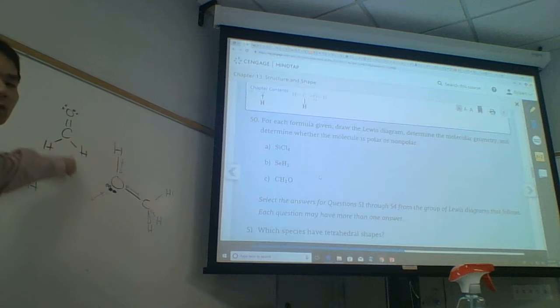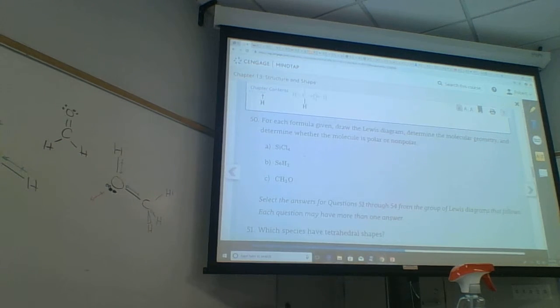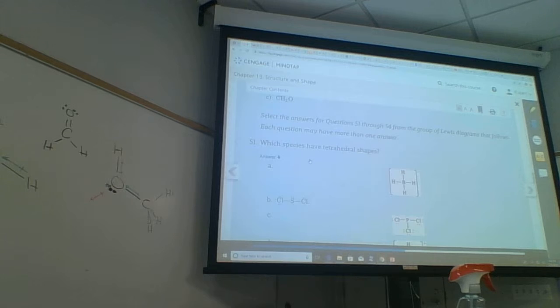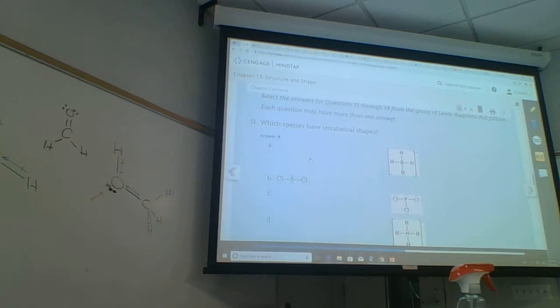Anyway, this one's polar. It's polar even though there are no lone pairs. Well, there are no lone pairs, so it's supposed to be polar according to them. Which species? Okay, well, let's just go through the shapes here.